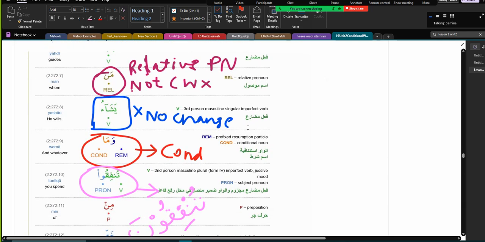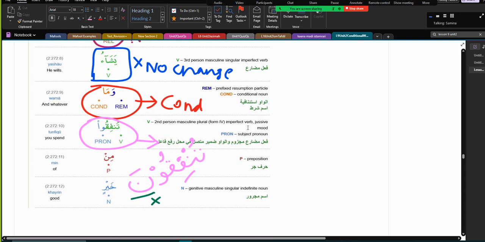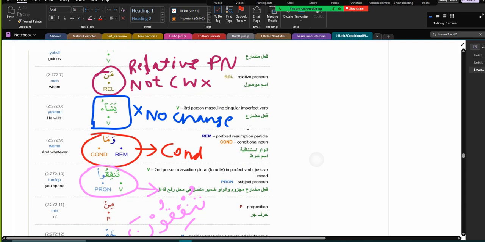Here we have man yasha'u wa ma tunfiqu min khair. So here we have man yasha'u. What type of man is this? If it was a conditional article, then this should have made the mudare after it majzoom. This is not making it majzoom. Why? Because look at the translation, whom he wills. So this is the ism mausul, relative pronoun. This man is not a conditional word.